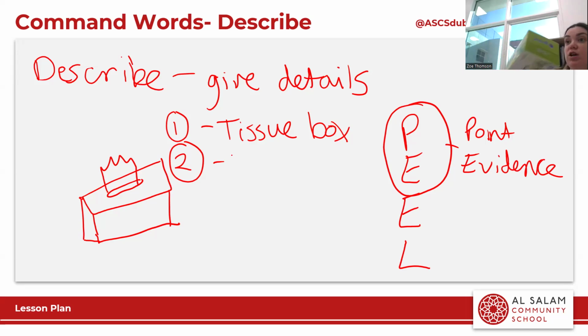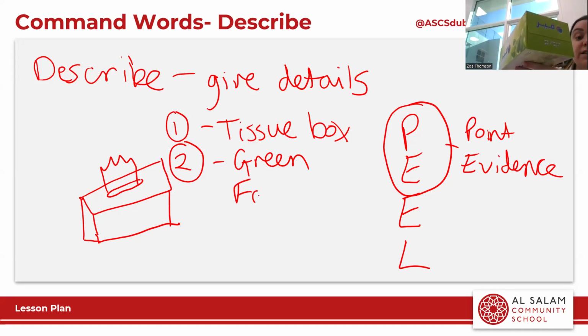Yusuf, give me one description. This is a green tissue box. So it's green, fantastic. That's one thing, part of the description. Yeah, go on. The brand is Fair, fantastic. Yes?